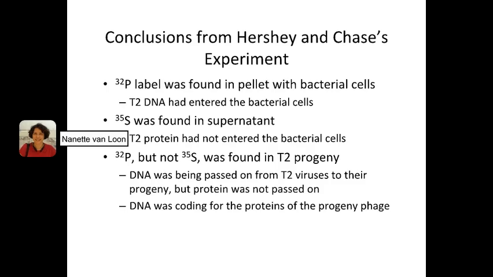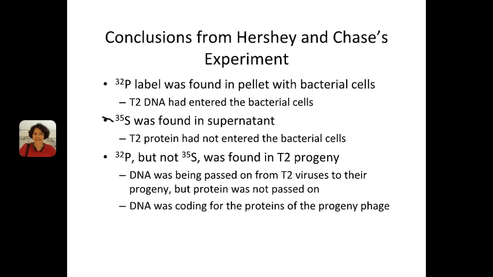So let's review the conclusions from the Hershey and Chase experiment. First, the P32 label was found in the pellet together with the bacterial cells. Conclusion: the T2 DNA had entered the bacterial cells. The only way that that light DNA molecule can be found with those heavy bacterial cells is if that DNA molecule was located inside the bacterial cells, and therefore it got pelleted with the bacterial cells.